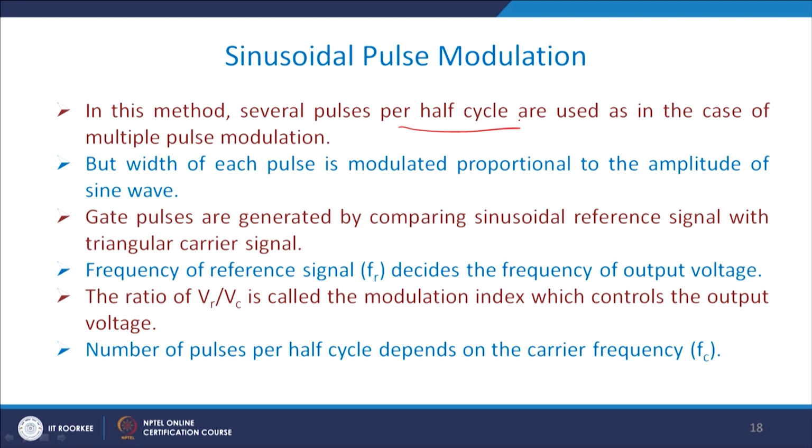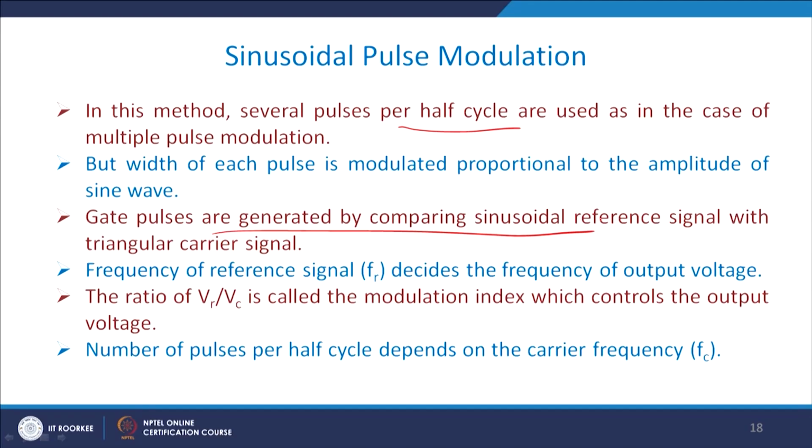In the case of the multipulse converter with a square wave, all the pulses have the same width, but here you will have variable width pulses throughout. At the center of the fringe you will have more width, and at the zero crossing you will have less width. Gate pulses are generated by comparing the sinusoidal reference signal with a triangular carrier signal. The frequency of the reference signal, FR, decides the frequency of the output voltage.